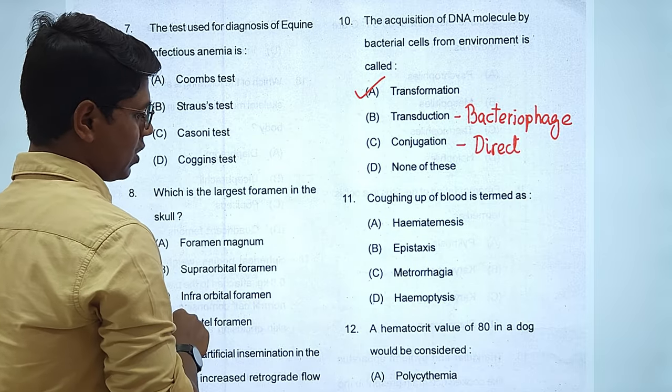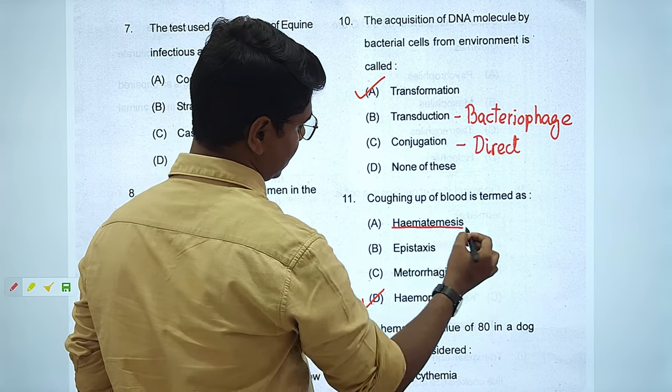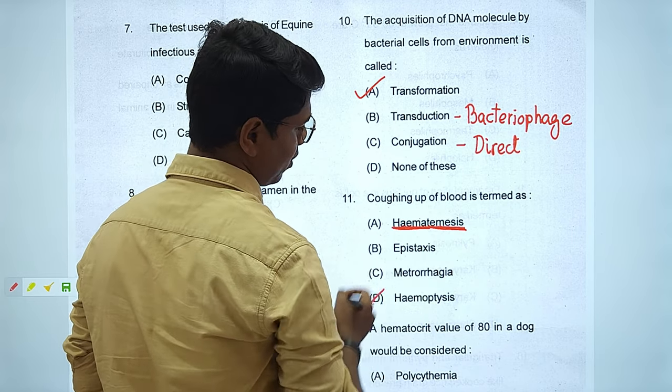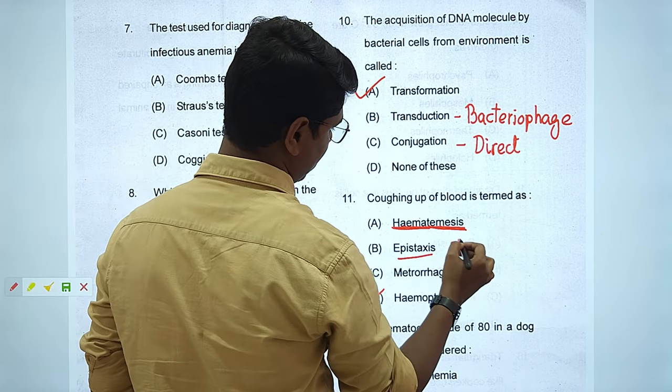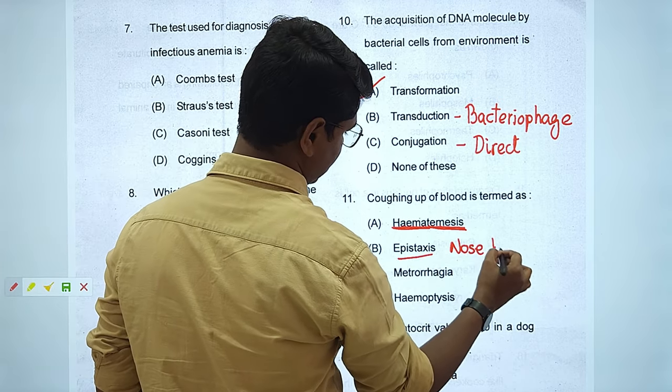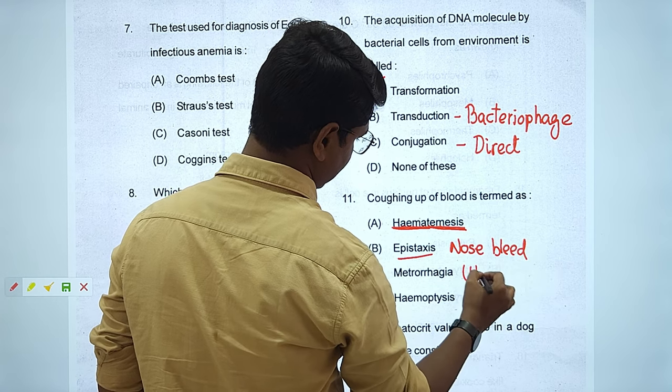Coughing of blood is termed hemoptysis. Hematemesis is basically emesis, vomiting of blood. Epistaxis is nasal bleed or nosebleed. Metrorrhagia is bleeding from the uterus.